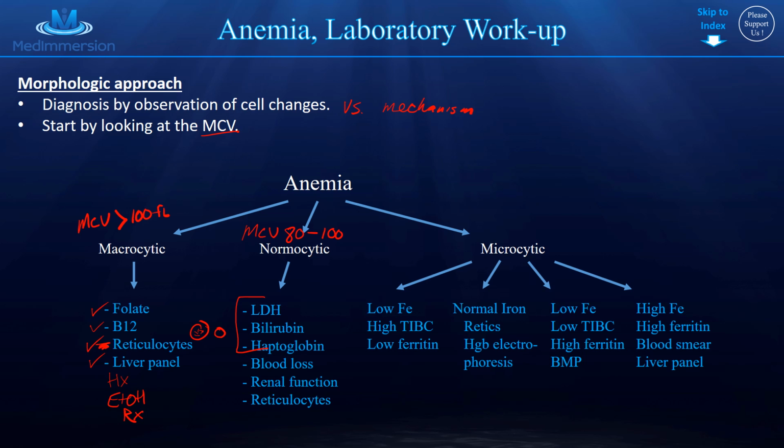You should also get a renal function panel, because if you're not producing enough erythropoietin, you aren't going to have stimulated bone marrow to make red blood cells. And again, you're probably going to want to know the reticulocyte count.